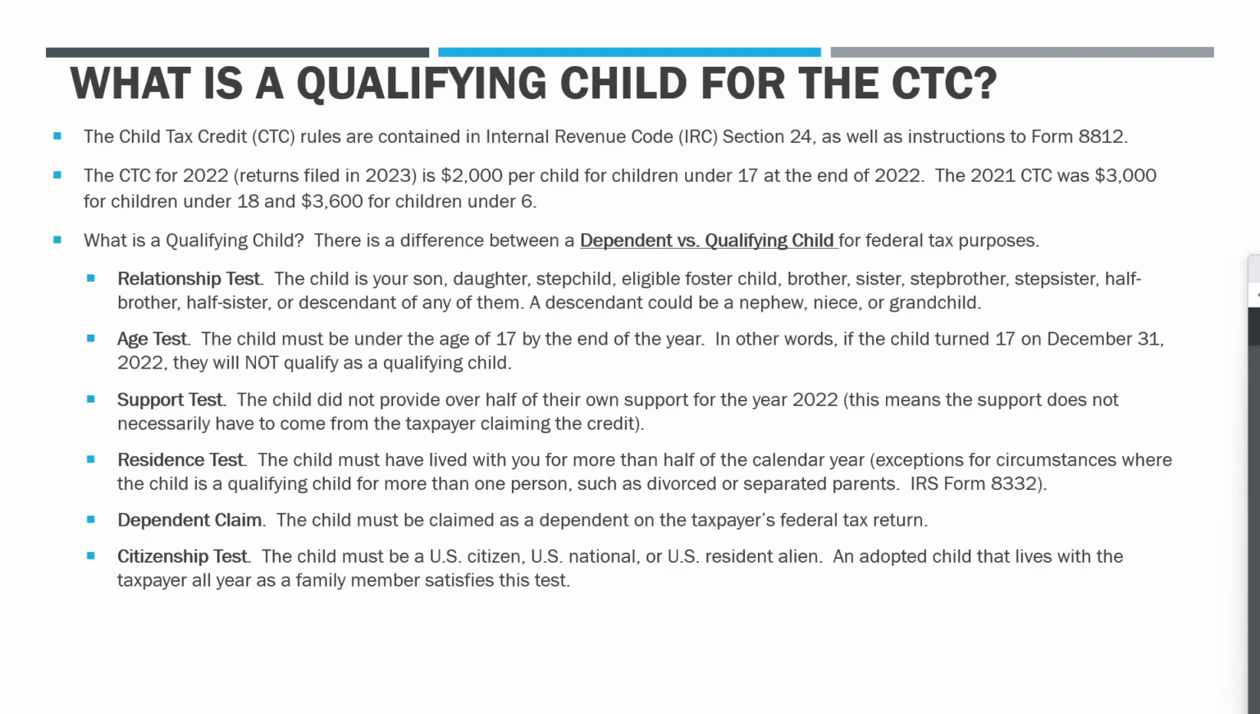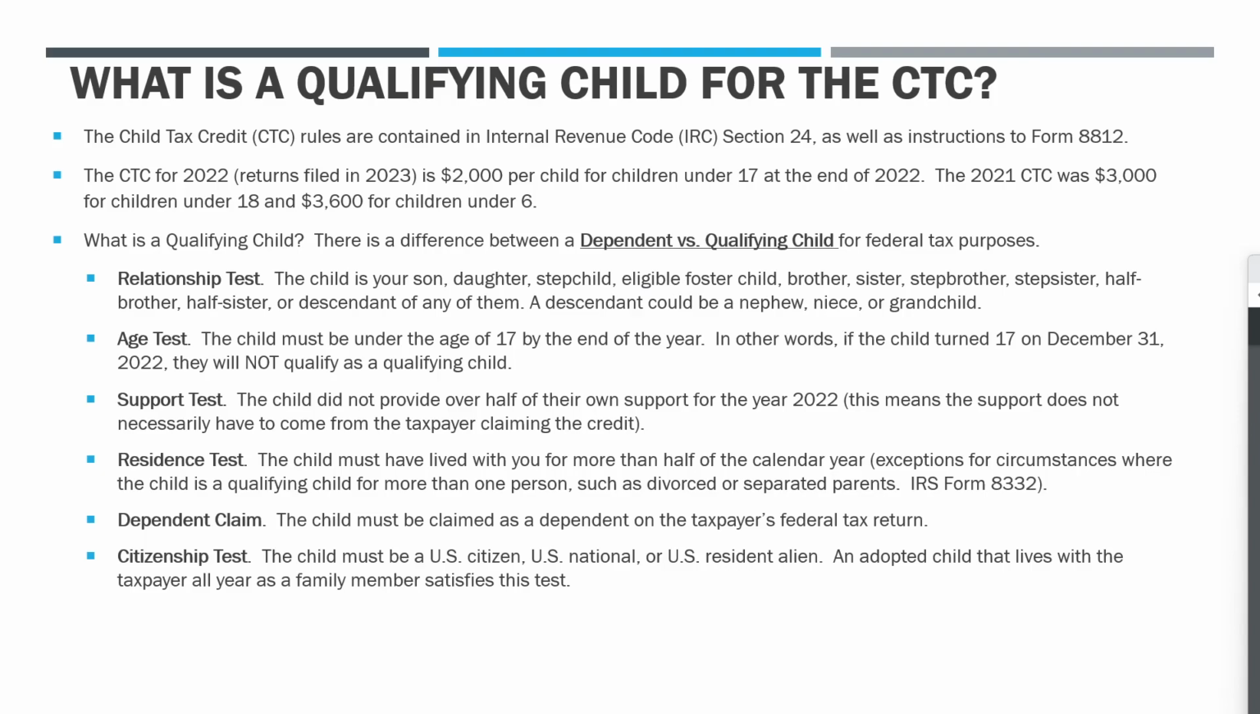So if you have, let's say, your brother lives with you and your brother has a son, so this is your nephew. If you do meet the relationship test in that regard, that's the first check mark to take off your list, and then obviously all the other elements have to be met as well. But it doesn't have to necessarily be your child. It could be a descendant of someone that is related to you, so it is relatively broad.